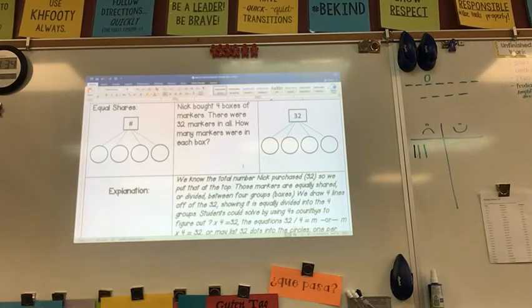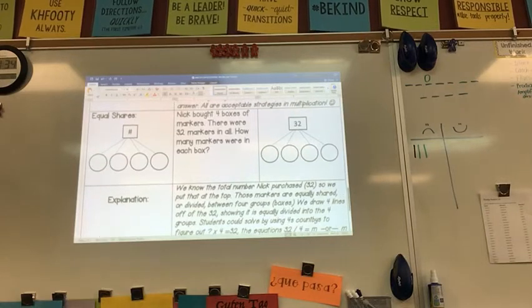Who would like to read this problem? Gunner, loud and proud. Okay, Nick bought 4 boxes of markers. There were 32 markers in all. How many markers were there in each box? Very good. So he bought 4 boxes. We're showing that with our 4 groups. He started with a total of 32 on top. Who can tell me how you would solve this problem?